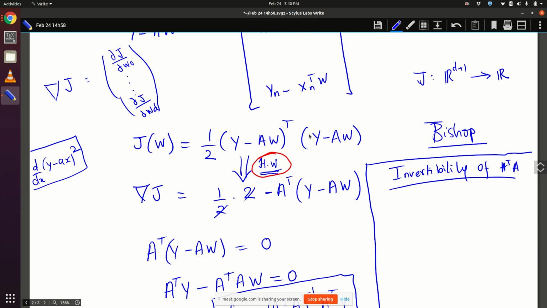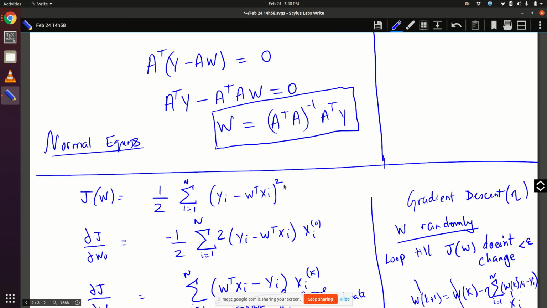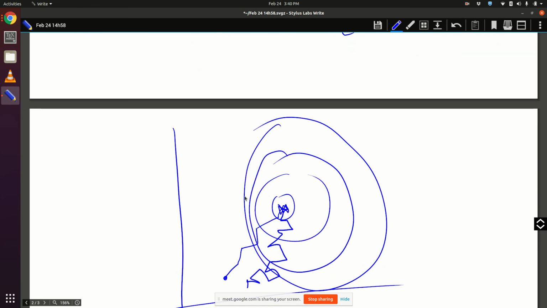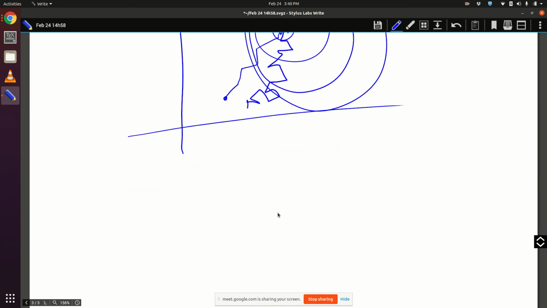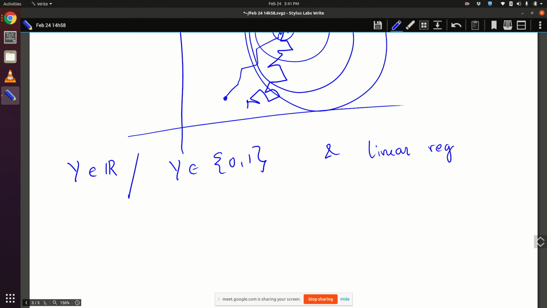So anyway, I'm taking the square, so it really doesn't change anything. Okay, so anyway, this is all the discussion. One obvious thing we can do, so y belongs to R, right? What we can do is focus on y belonging to {0, 1} and then try to do linear regression.